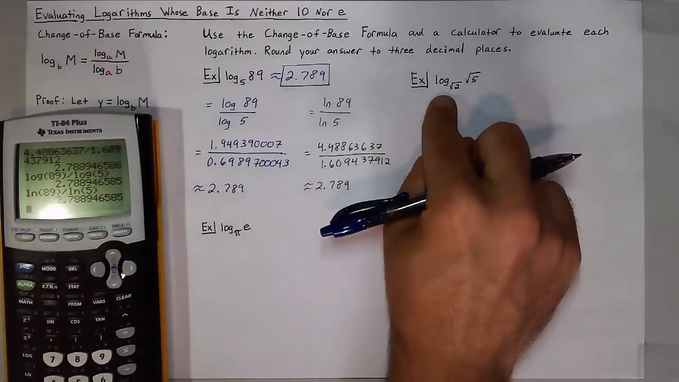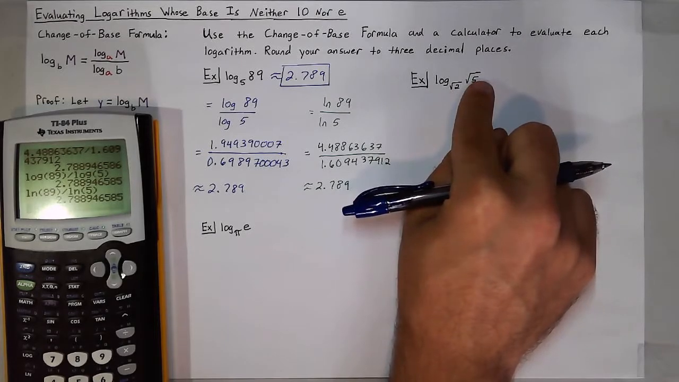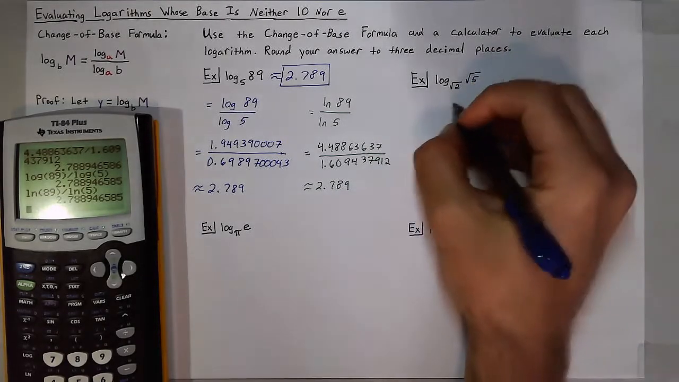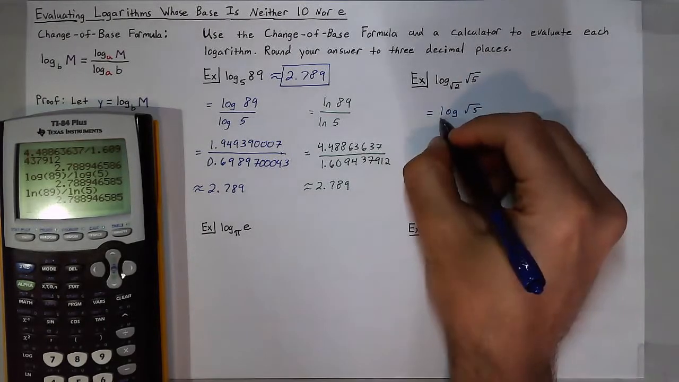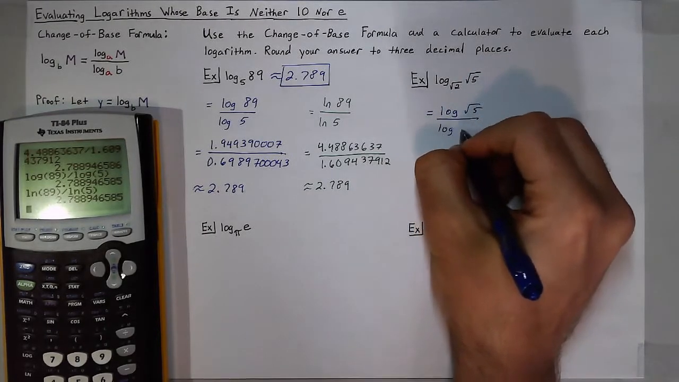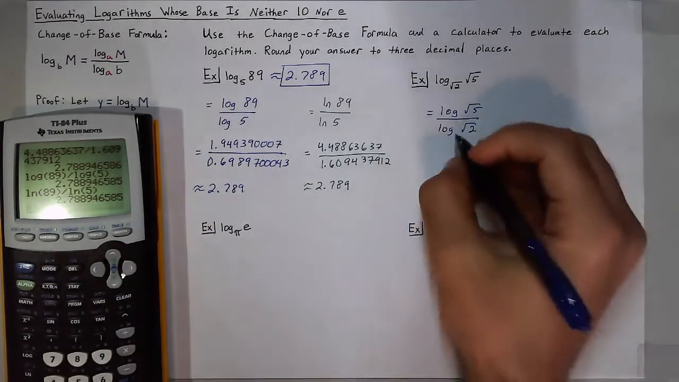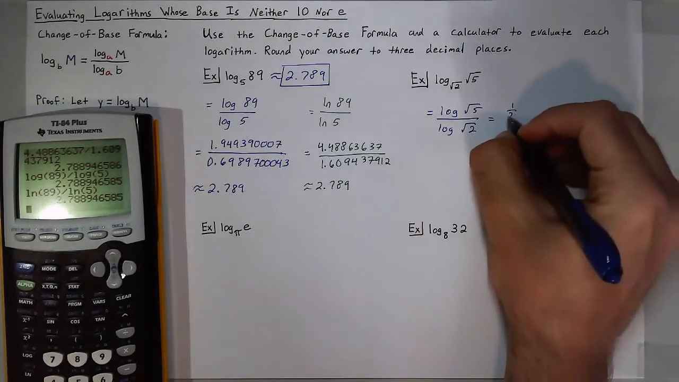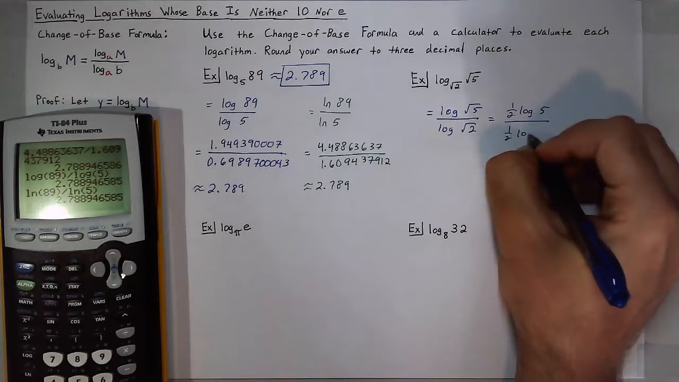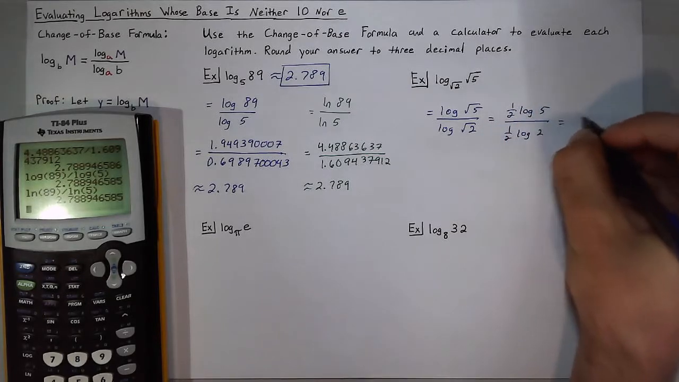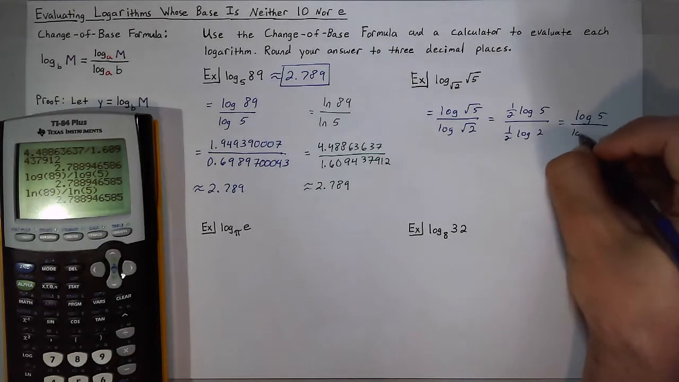So if I look over here at log base square root of 2 of the square root of 5, I can write that as log of the square root of 5 over log of the square root of 2. Now I could plug that into my calculator, but also notice they're both in square roots. So I could write this as 1/2 log of 5 divided by 1/2 log of 2. Cancel out the 1/2s, and it turns out that this is just equivalent to log of 5 over log of 2.